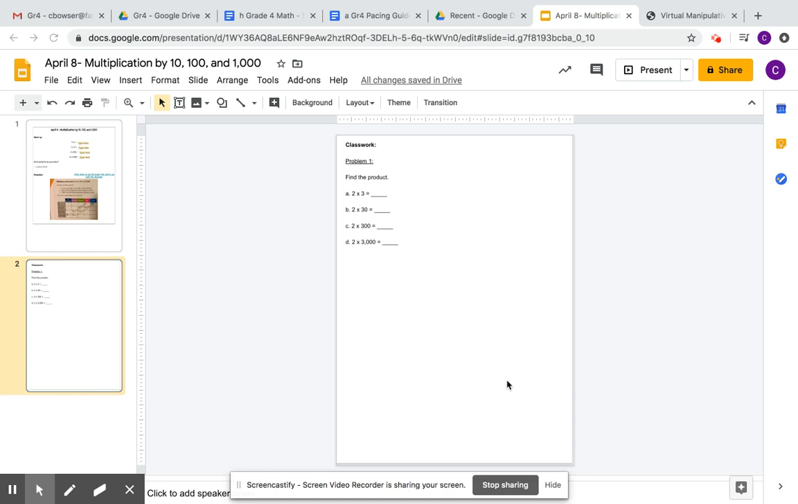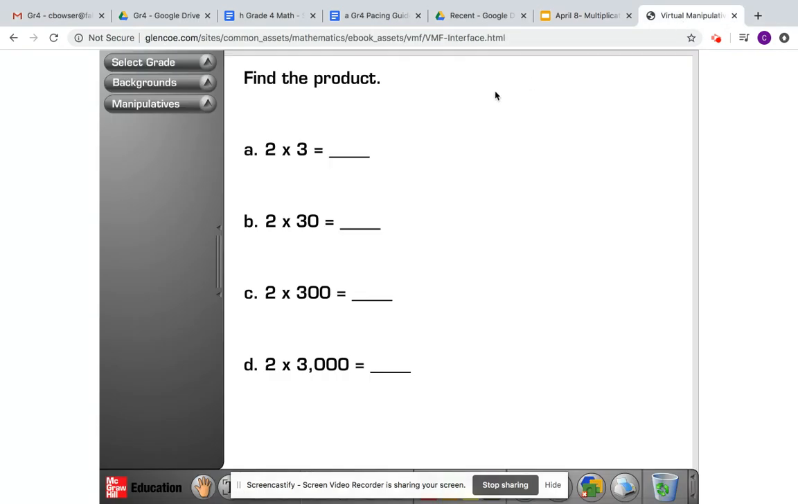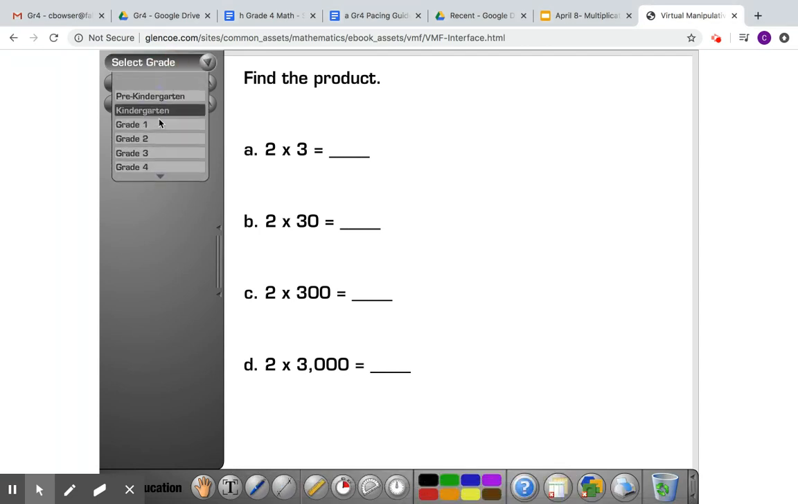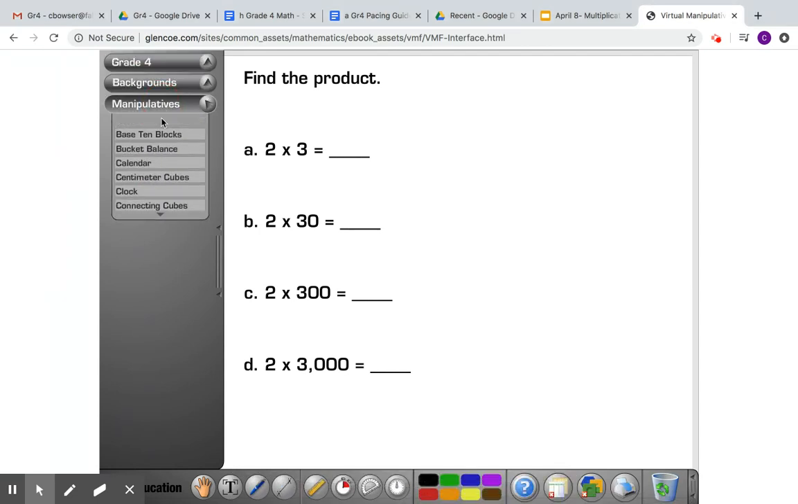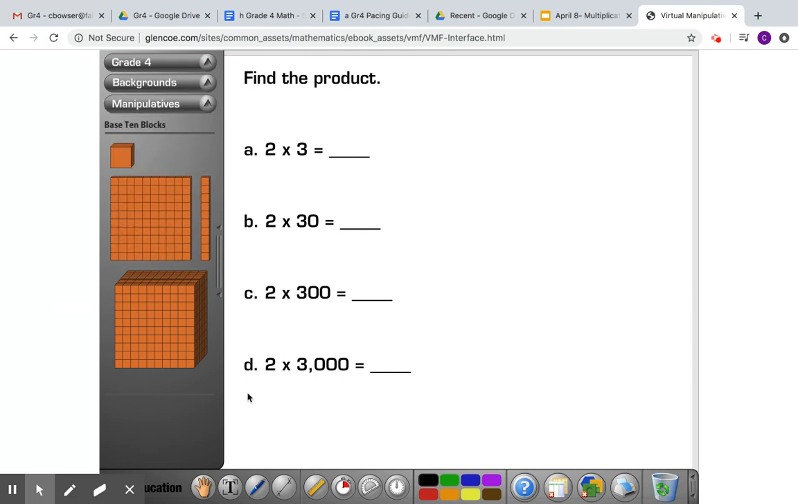Okay, this is the Classwork problem 1. It says find the product. So I'm going to go back to this page, so I just copied the questions so we can really represent everything using base 10s. Grade 4, awesome work team. We need our base 10. So I'm going to start just like we did in our warm-up.